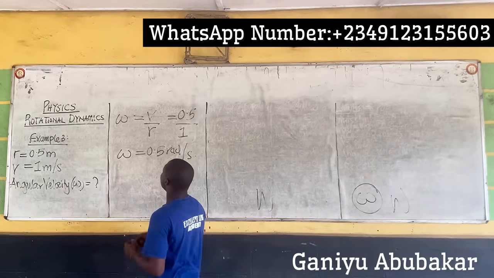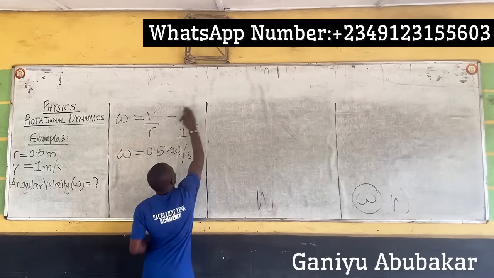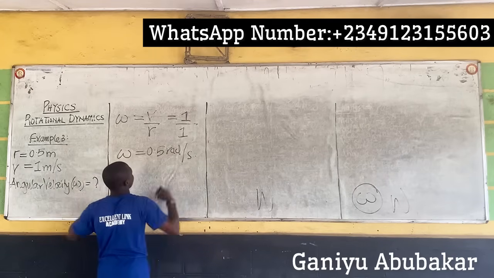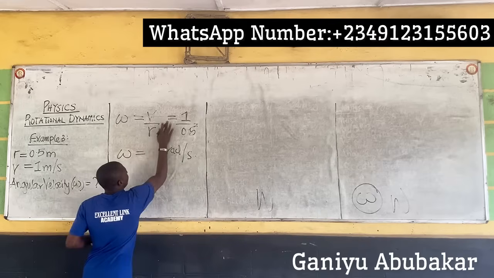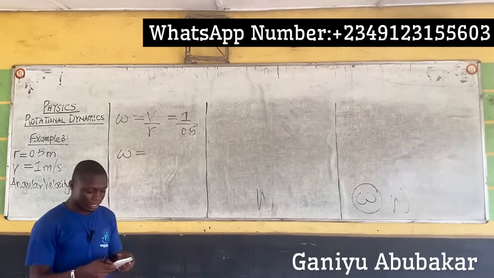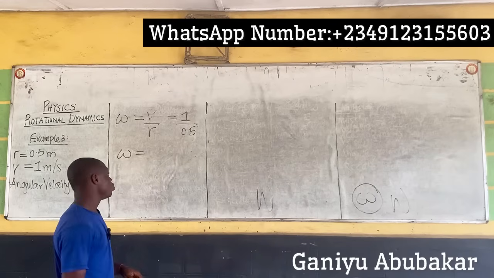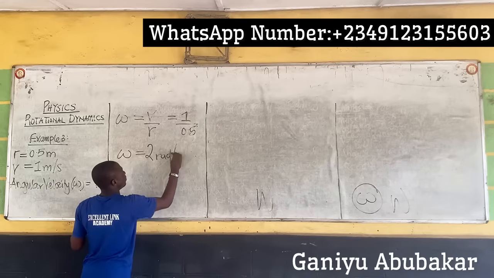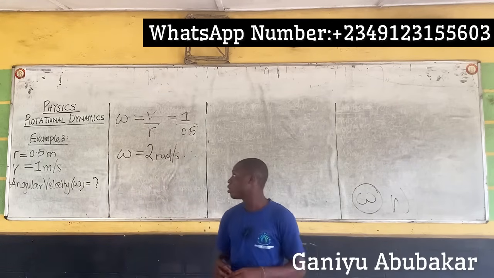Sorry, please. We said v is 1. So v is 1. r is 0.5. If I divide this, 1 over 0.5 there, what should I get? 1 divided by 0.5, that's 2. So I have 2. So that becomes 2 rad per second. All right, this is how you solve this particular question.